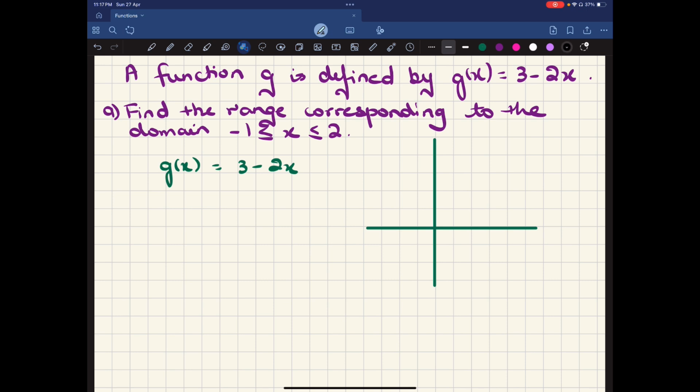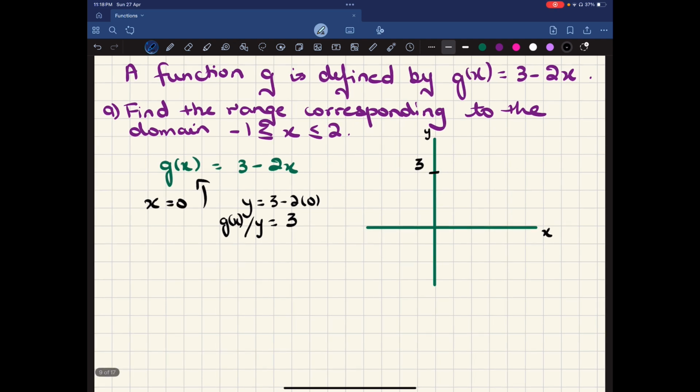To find the y-intercept, we're going to plug x equals 0 in the function, and we get y is equal to 3 minus 2 into 0. So y or g of x, it's the same thing, is equal to 3. So this is the y-axis, this is the x-axis. It crosses the y-axis at 3.